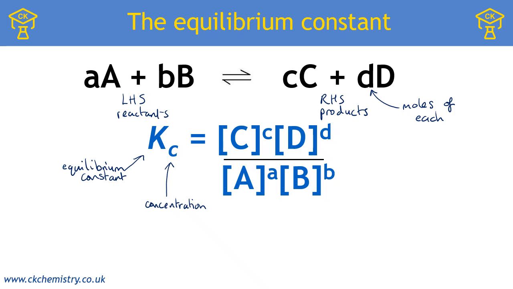And then in the expression, our square brackets here mean concentration. So that would be the concentration of D, concentration of C, concentration of A, concentration of B, and that is because this is the equilibrium constant using concentration. And then the small letters up here, that's the things that we're doing to the power of. So everything is raised to the power of the number of moles in the balanced equation.